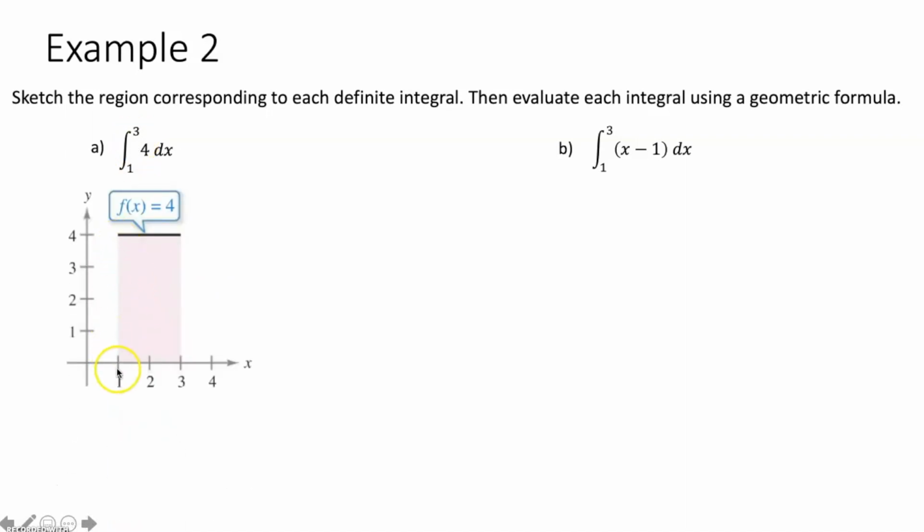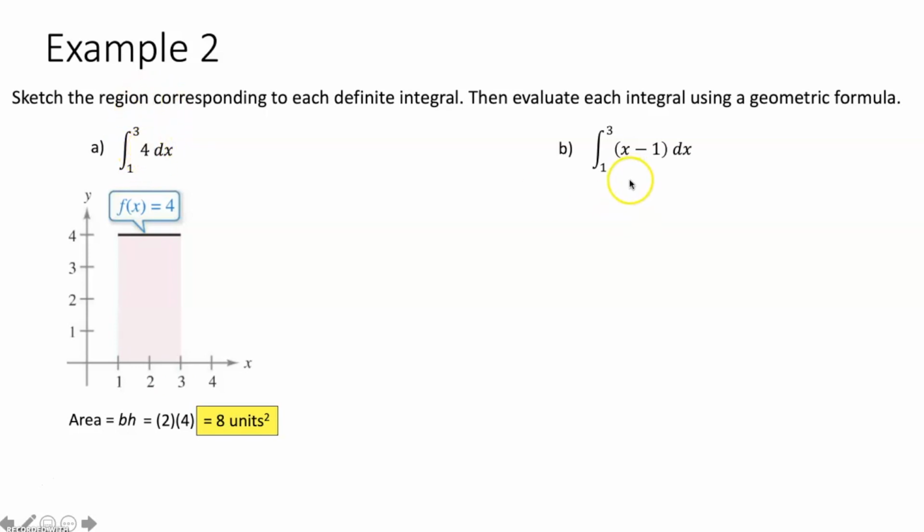We then see that we have created a rectangle. So to find the area using a geometric formula, we just have to use the area of a rectangle formula, where area is equal to base times height. So what is the base of this rectangle? That would be 1, 2. What is the height of this rectangle? That would be 1, 2, 3, 4. So 2 times 4 is going to equal 8 units squared. That's going to be the area of this rectangle. That's going to be what this definite integral is equal to.